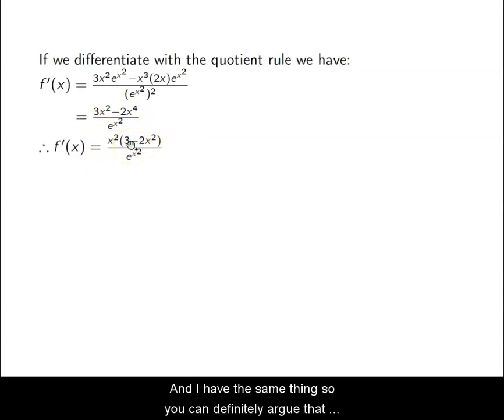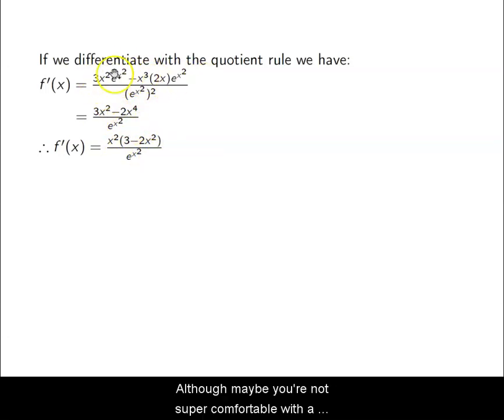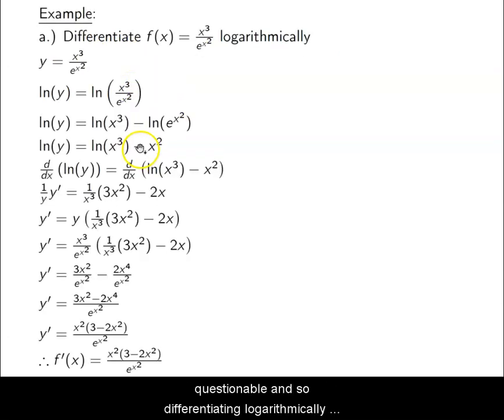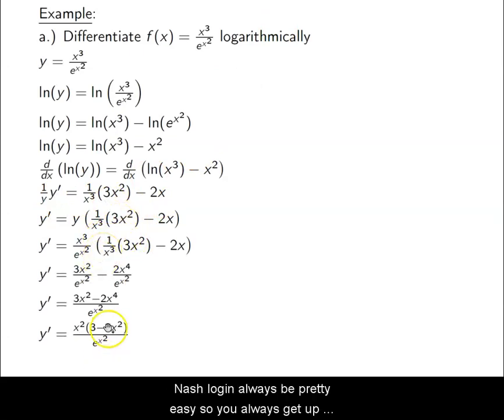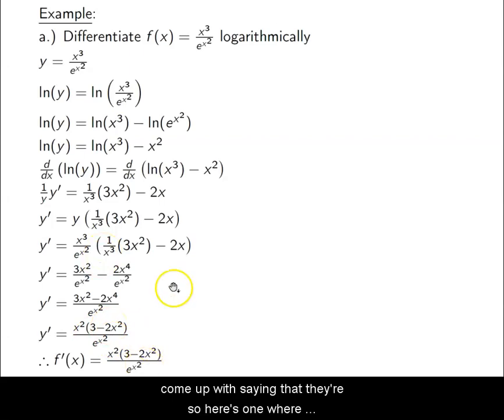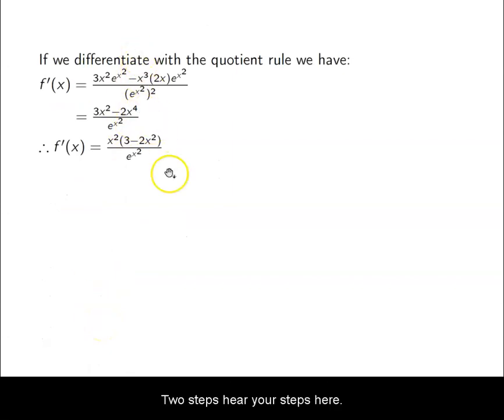So you can definitely argue that this was a lot less work, although maybe you're not super comfortable with the quotient rule. And so differentiating logarithmically maybe makes more sense to you because you're just using rules of algebra. The only derivative you had to do was natural log. And if you're okay with taking the derivative of natural log, then it'll always be pretty easy. But you will always come up with the same answer. So here's one where you can choose either method. Obviously this was a lot longer than the 3 steps here.